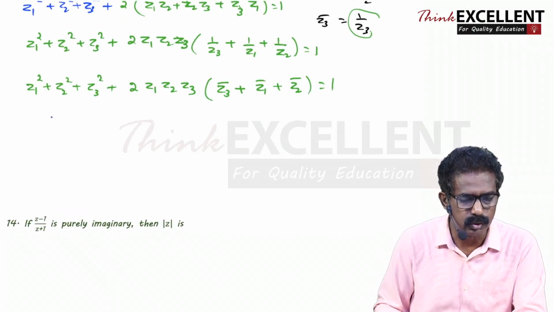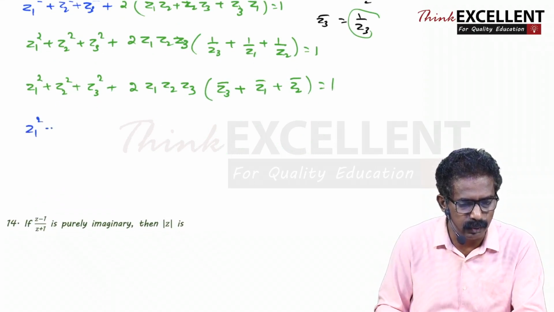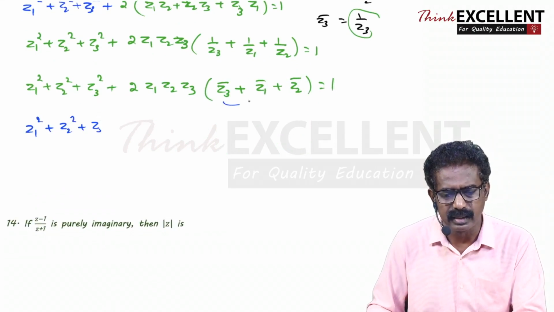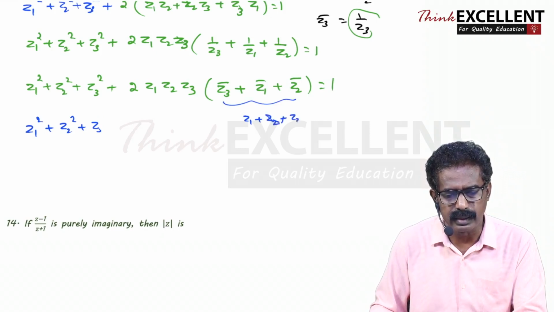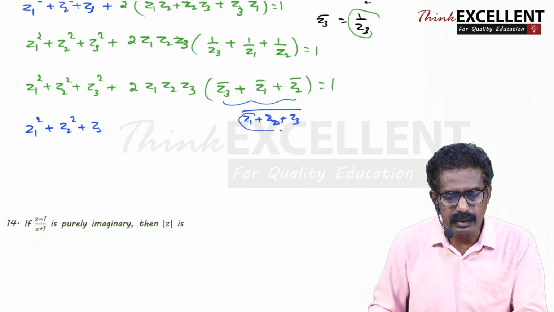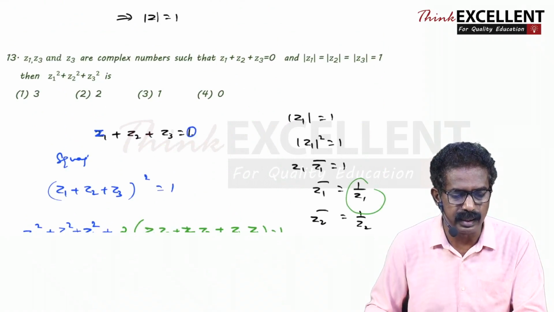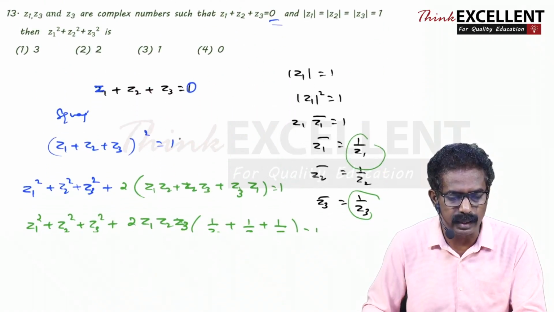So just 2 more lines. Only there is writing work. Z1 bar plus Z2 bar plus Z3 bar. If it is an objective question, I can say the answer directly. This is the same as Z1 plus Z2 plus Z3, the whole bar, right? But Z1 plus Z2 plus Z3 value, what have they given us? 0. Not 1, it is what? 0.